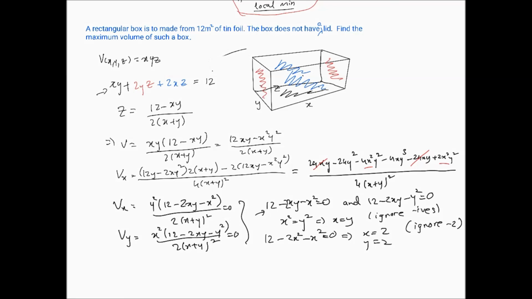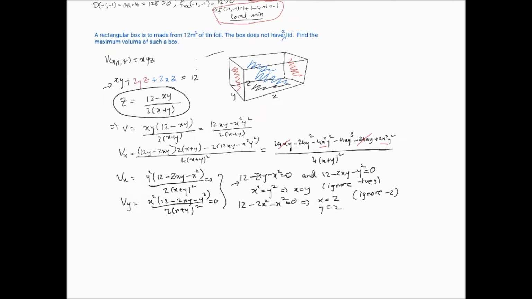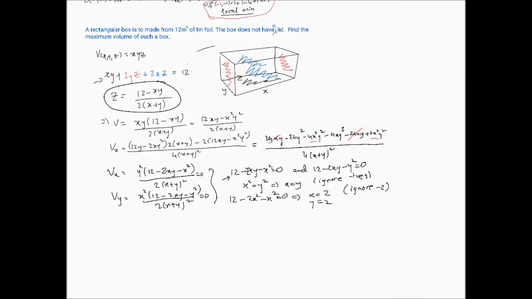If these two are 2, that means that in our original relationship which defines z, let's substitute it in there. So x equal to y equals 2 means that z will turn out to be 12 minus 4 divided by 2 into 4. So it's 12 minus 4 is 8, over 8 is 1. So that means we have 2, 2, 1. These would be the dimensions of the box that will maximize the volume.